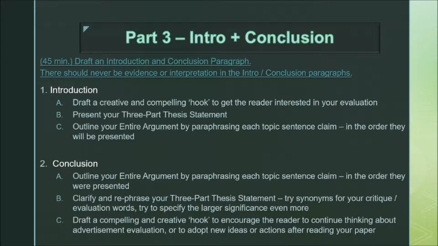2. Conclusion. A. Outline your entire argument by paraphrasing each topic sentence claim in the order they were presented. B. Clarify and rephrase your 3-part thesis statement. Try synonyms for your critique and evaluation words. Try to specify the larger significance even more.